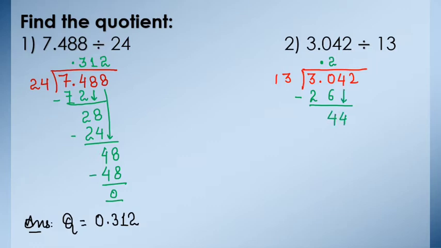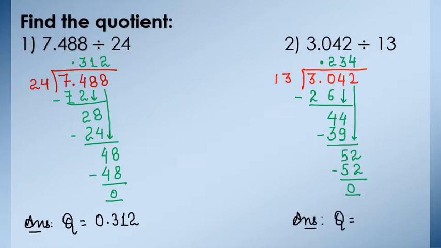13 threes are 39. Subtract them. 14 minus 9, 5 left. Bring down 2. 13 fours are 52. Subtract them. Remainder is 0. So, the quotient is 0.234.